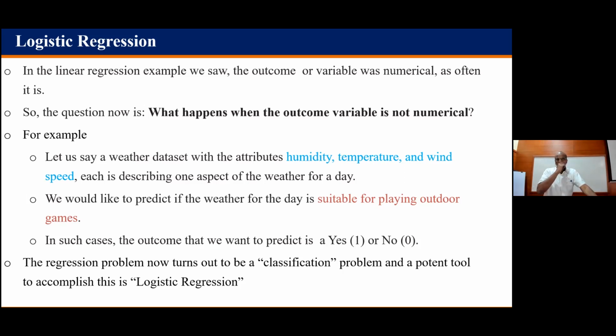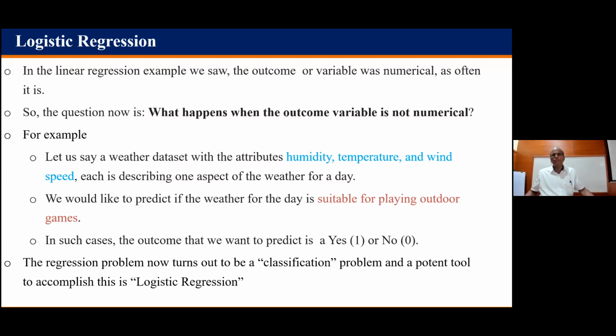In the linear regression example, we took the heights of people and their ages, and tried to correlate the height with the age. The outcome variable was numerical, as often it is. But the key question now is, what happens if the outcome is not numerical? For example, let us say a weather data set with the attributes of humidity, temperature, and wind speed. Each describes one aspect of the weather for a day. That means they are independent features or attributes or variables. You cannot get the temperature from the humidity, neither can you get the wind speed from the humidity. So they're truly independent.